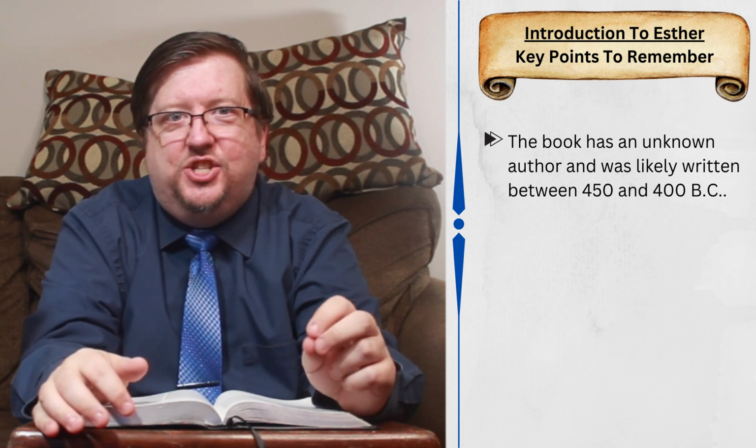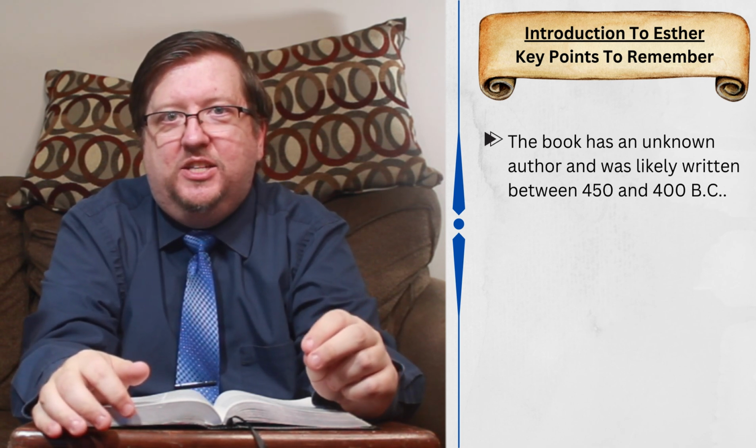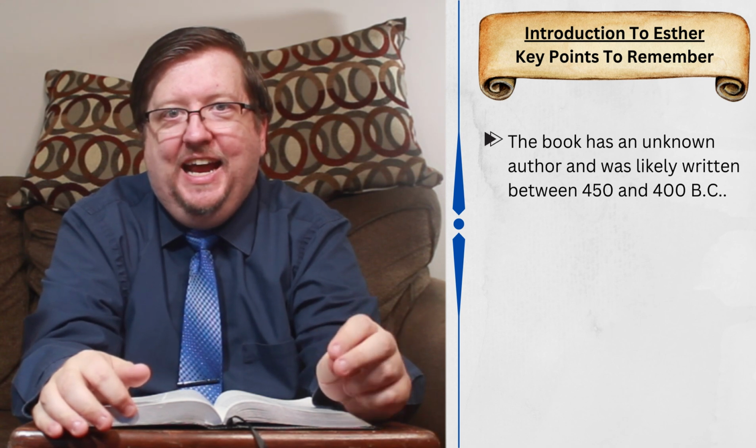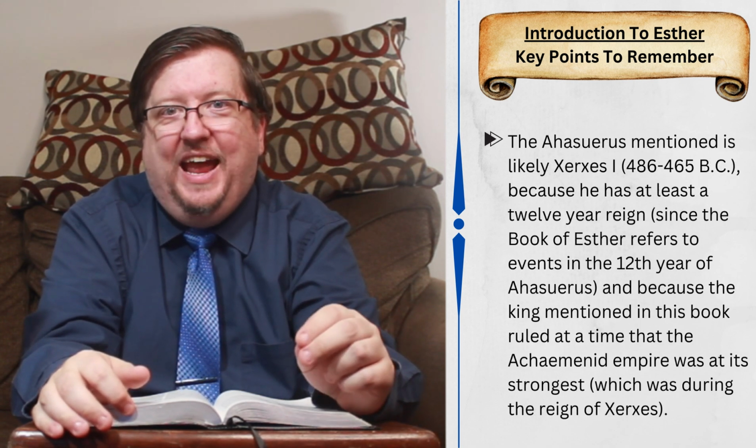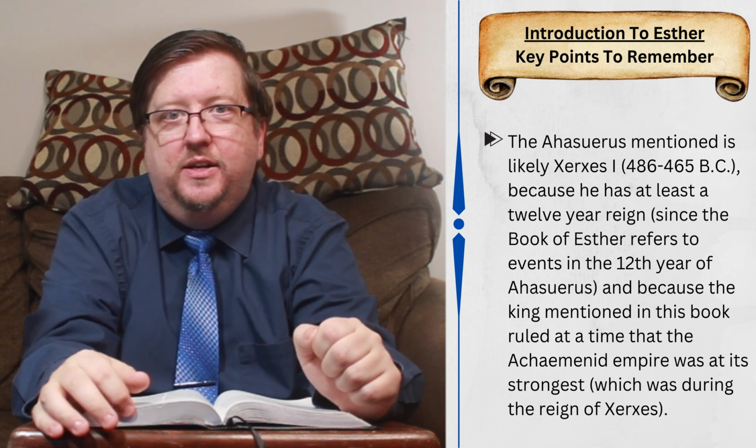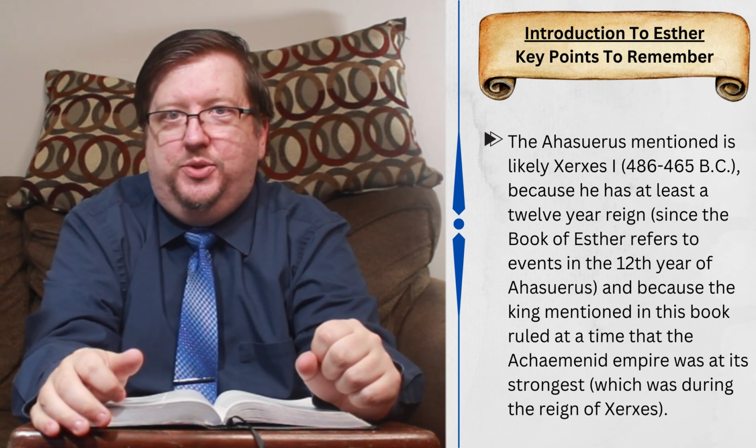this book. As to when it was written, the book of Esther begins with the events that took place during the reign of Ahasuerus, with a specific reference to events that took place during the 3rd and 12th years of his reign. The question is, who is Ahasuerus?